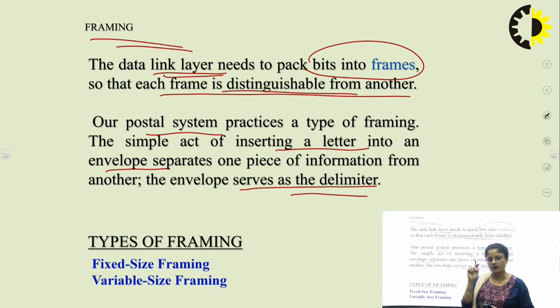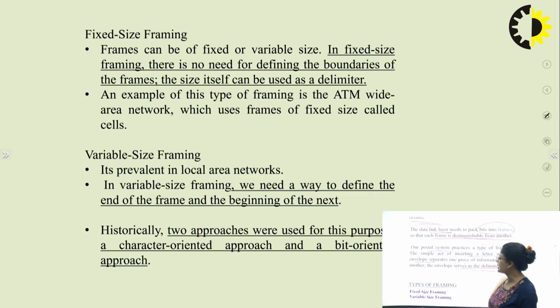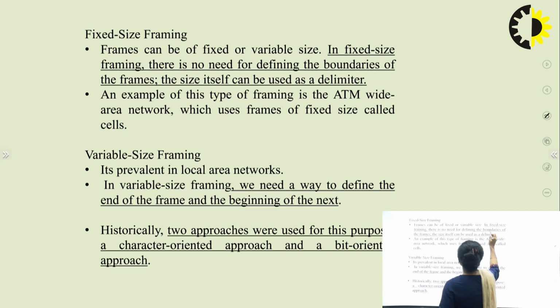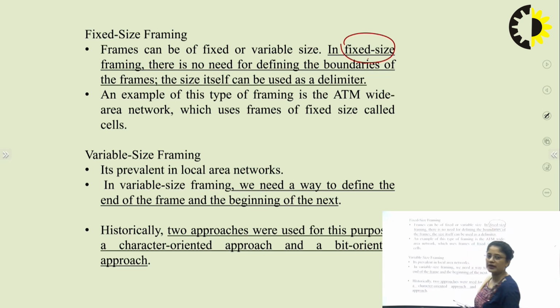We can also say one frame is similar to an envelope which holds a letter, in the example of a post office. Now, if you look at the types of frames, we have fixed size and variable size frames. In fixed size frames, as the name indicates, the size of the frames is fixed.